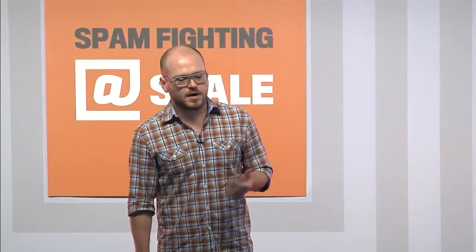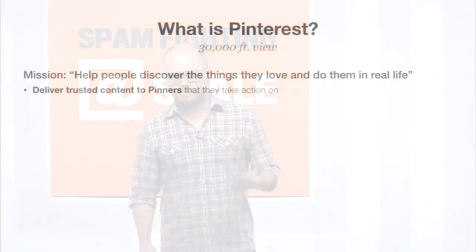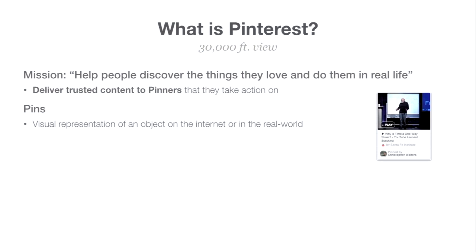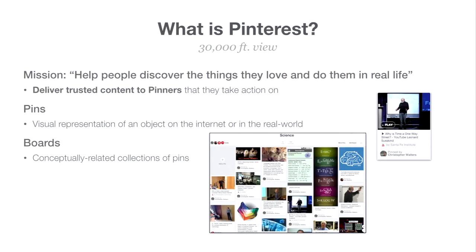First of all, probably everyone's familiar with Pinterest, but just in case not, it's a discovery engine to discover things they love and do them in real life. The mechanisms are you have a pin, which is a visual representation of a real-world object or a place on the internet. These are then herded into boards, which are user-curated, so they're presumably conceptually related in some way, which is actually the power of the recommendations engine, is that it's this massive human-curated collection. And then those boards can be particularly useful to spammers, is you can get very high distribution through group boards, which have a lot of followers, a lot of collaborators.